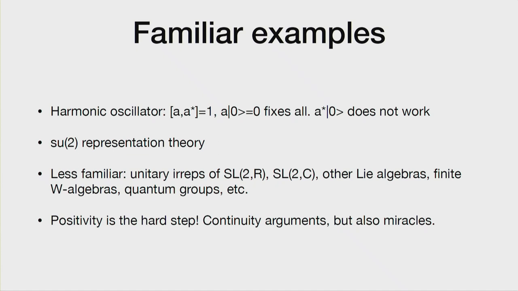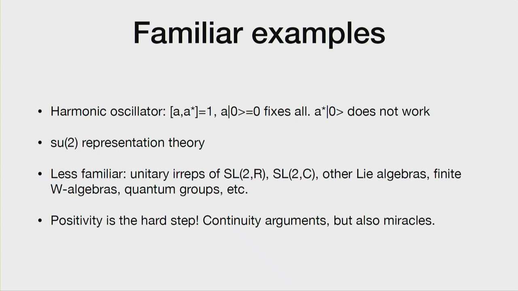A typical method that you can use to study this problem is to find some representation which is unitary, and then try to deform the module of the algebra. Positivity is an open condition, so typically you remain unitary for a while, and then some null vector will appear, and you will lose positivity sometimes. But actually, sometimes you keep going, and the null vector disappears.